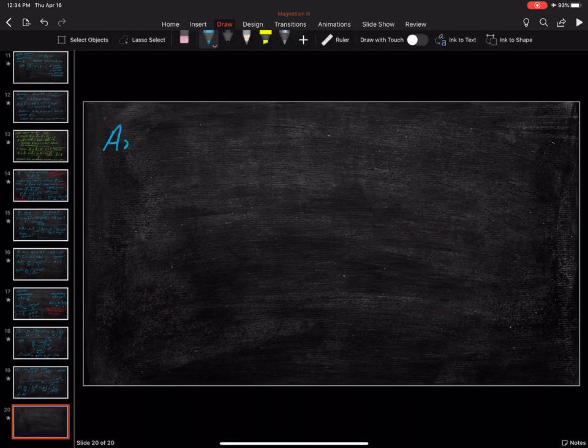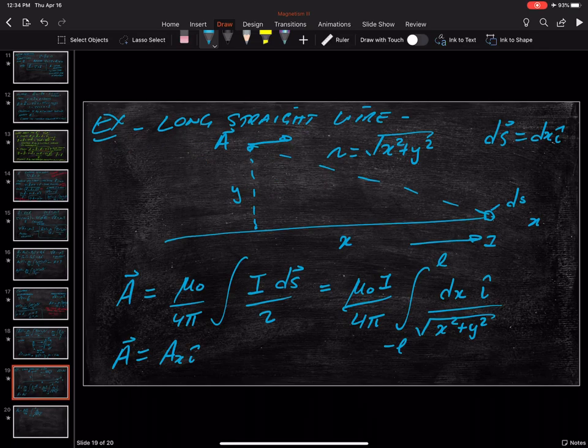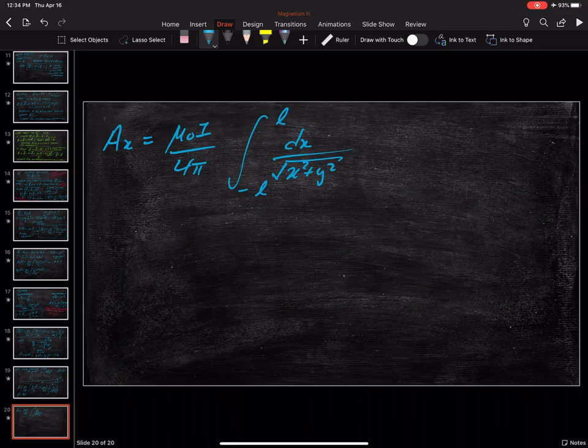So my A sub x is going to be mu naught I over, well, let me just write it right now, the integral from minus L to L of dx over the square root of x squared plus y squared. Now, I think you can see this is an even integral. The contribution from the left of the origin counts the same as the contribution from the right. So I can write this as mu naught I over 2 pi times the integral from 0 to L of dx over the square root of x squared plus y squared.